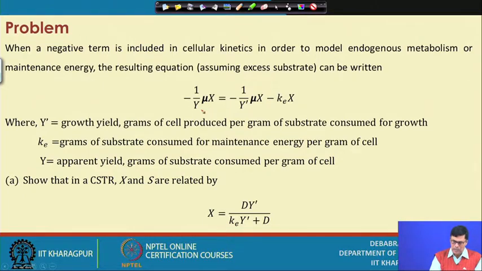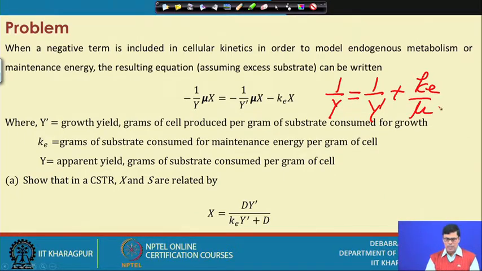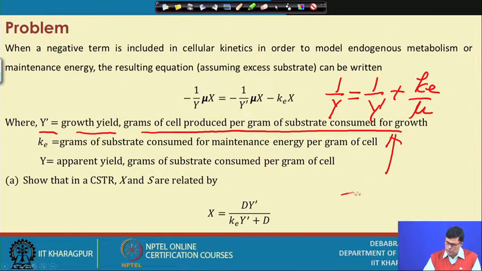So, this equation is nothing but this. Now, if you divide by mu x, then the equation can be written as 1/Y = 1/Y' + Ke/mu. Am I right? So, we can write this equation in this form, where Y' is the growth yield, the gram of cell produced per gram of substrate consumed for growth. Sometimes we call it true growth yield.